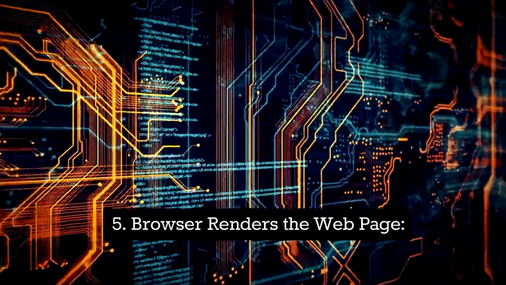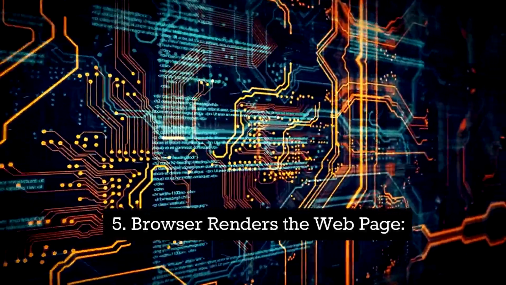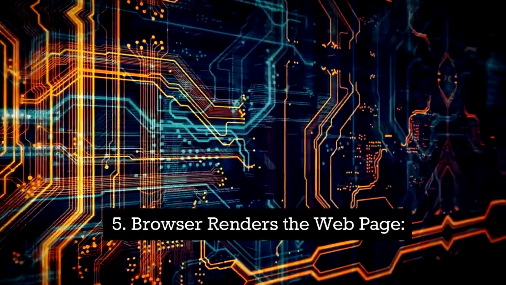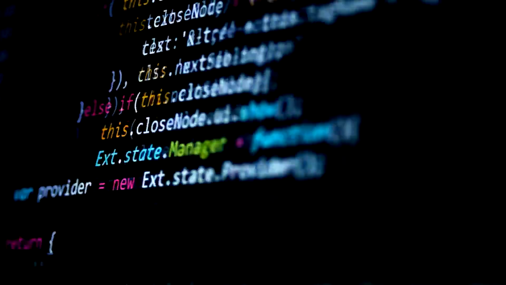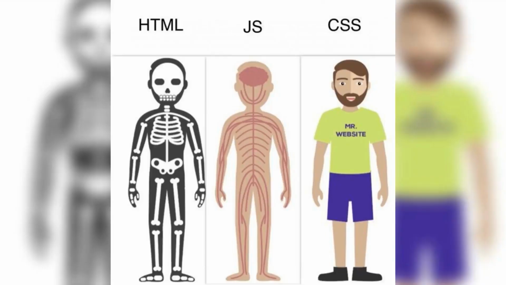Now, after all these processes, the next step is when the browser renders the web page. So basically, the browser receives the response from the server and begins rendering the web page. It interprets the HTML to create the structure, applies CSS for styling, and executes JavaScript to add interactivity.